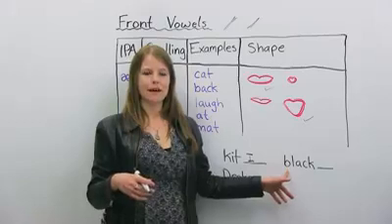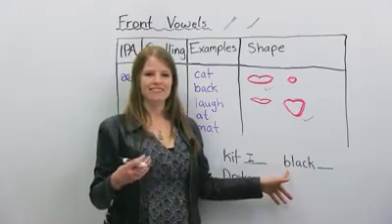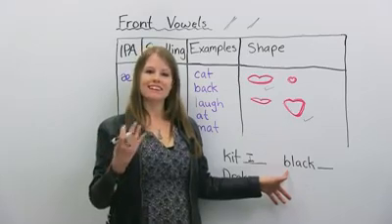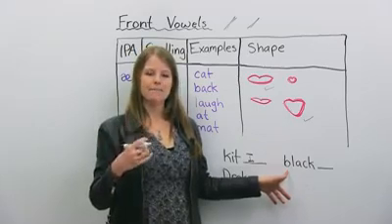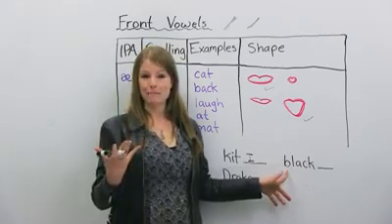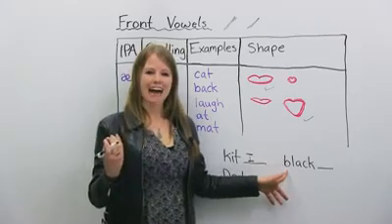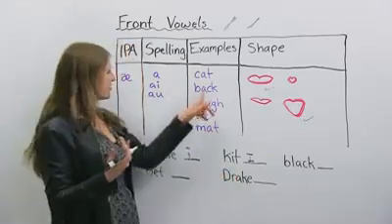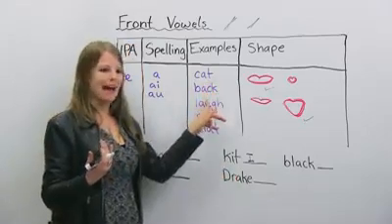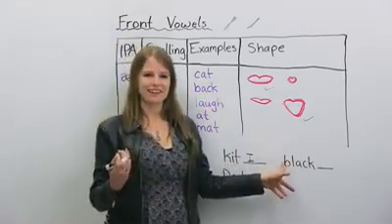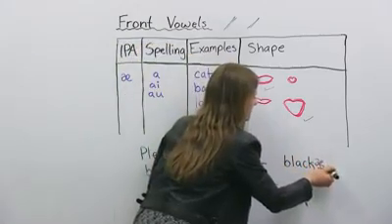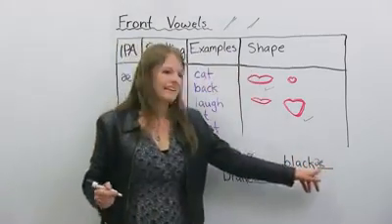Now let's look at this one. Black. Is my mouth really open? Black. Yeah, it gets ah. Black. It's quite big. So which sound is our ah sound? It's actually this one. Cat, back, black. It's like an A and an E together.